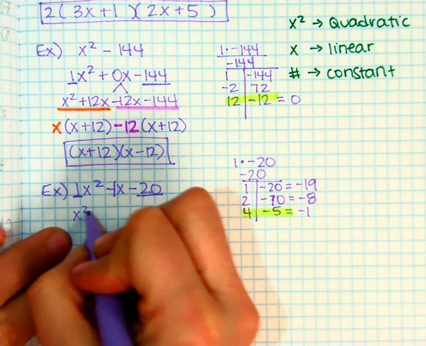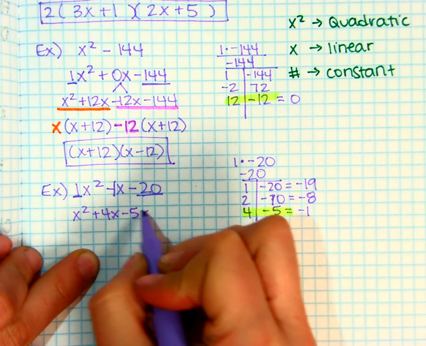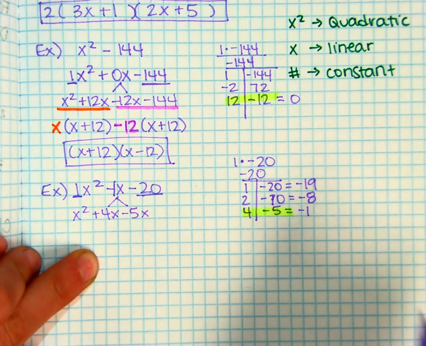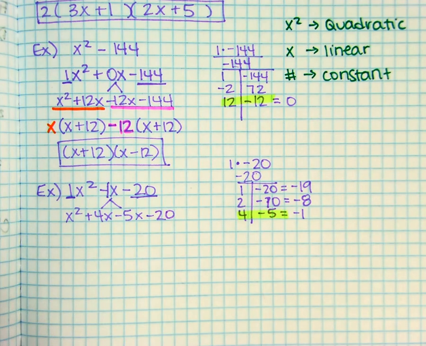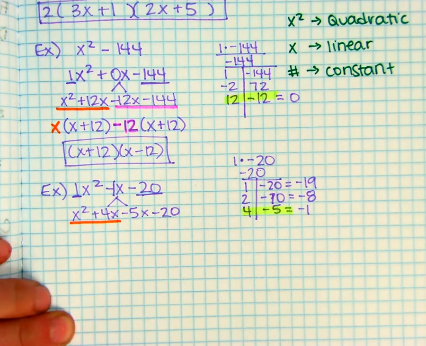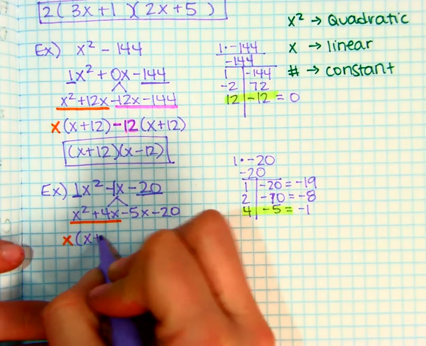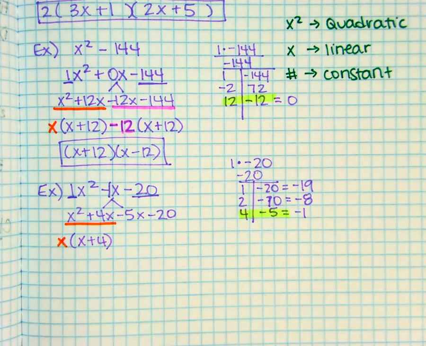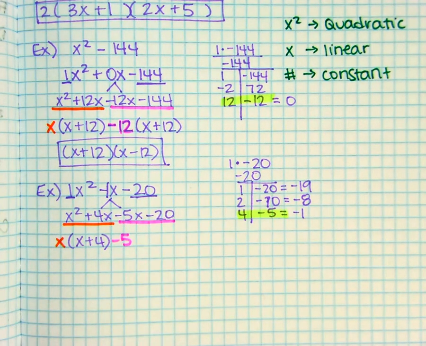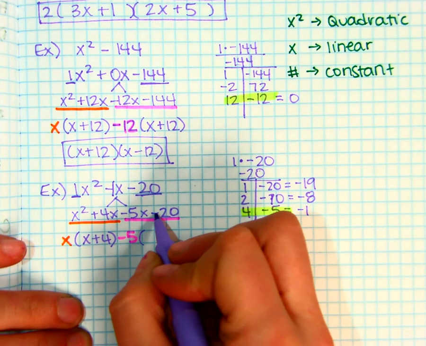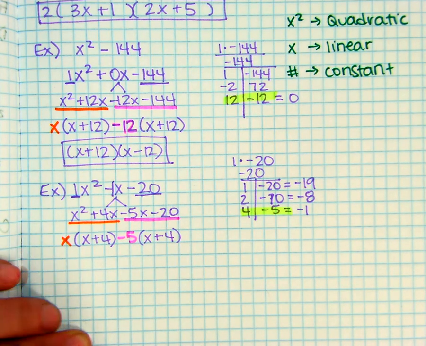So we have x squared plus 4x and then minus 5x. If I combine these two, I should get negative 1x minus 20. All right, so let's do our grouping. The first one, our GCF is just an x. We're left with x plus 4. Our second one, our GCF, because it has that negative again, is going to be negative 5. And then we're left with x plus 4, because negative 5 times positive 4 is negative 20.